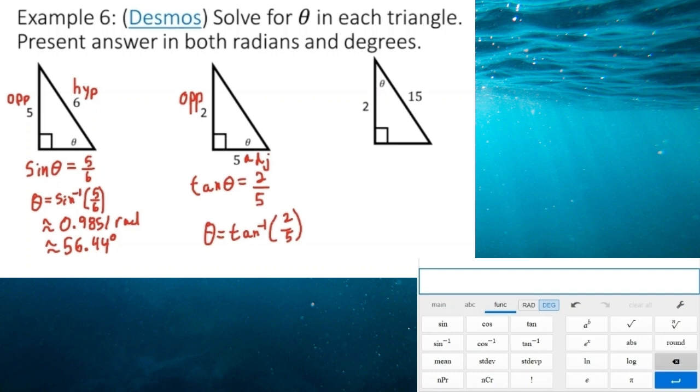Going to our calculator in radians, so we'll set our calculator to radians, click tangent inverse, enter our input, and we get that theta is approximately 0.3805 radians. Now for degrees, switch our calculator to degrees, and we get that our theta is 21.80 degrees.